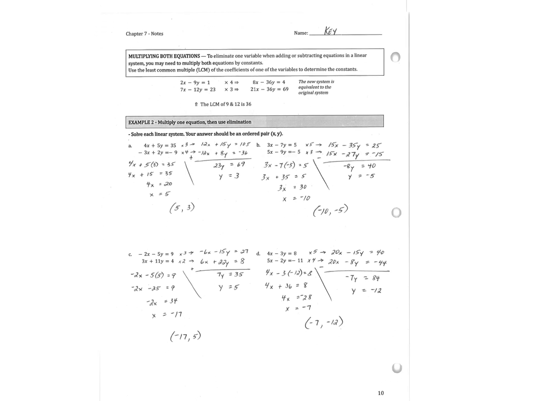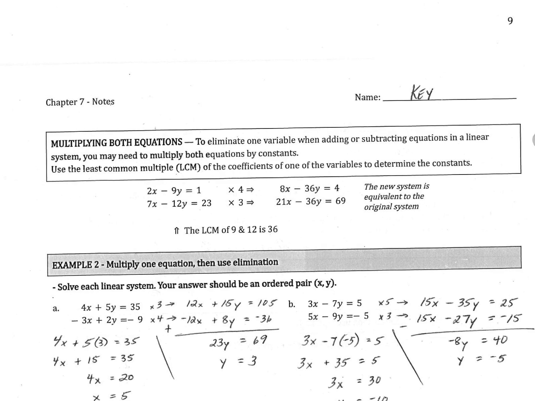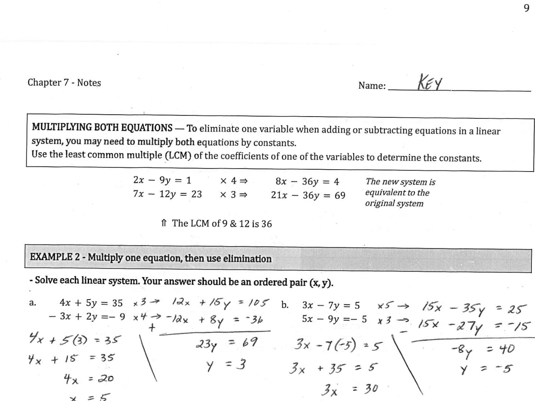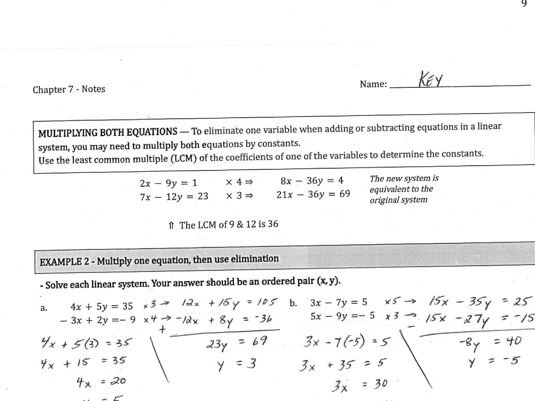So it should say multiplying both equations at the top. I'm going to zoom in on that for you. Let's just look at what's going on in this example. So this says to eliminate one variable when adding or subtracting equations, you may need to multiply both equations. So here's what we're starting with. We're starting with these two equations.